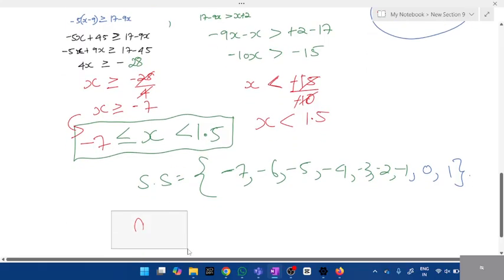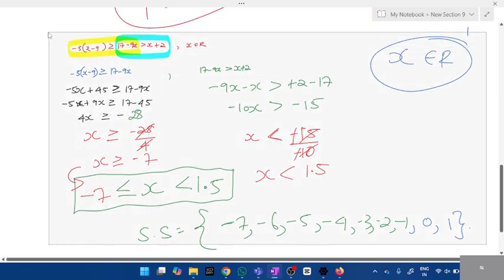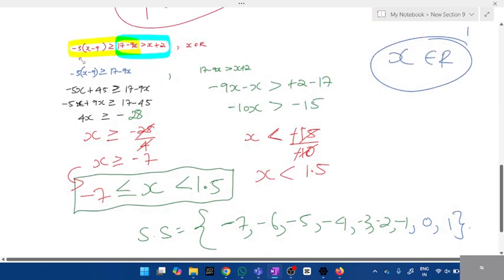Yeah, last question. That's it. We'll end the class. All of you will answer this. Did you all get the same value for the solution set?